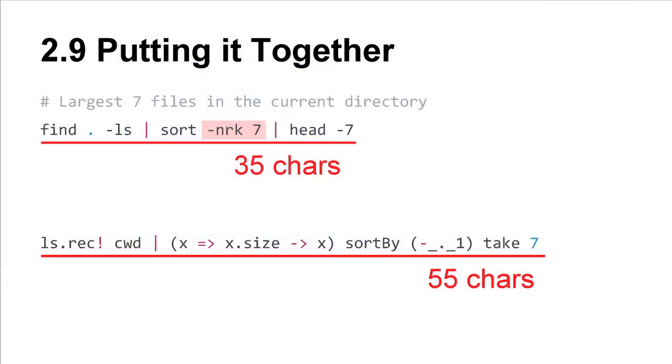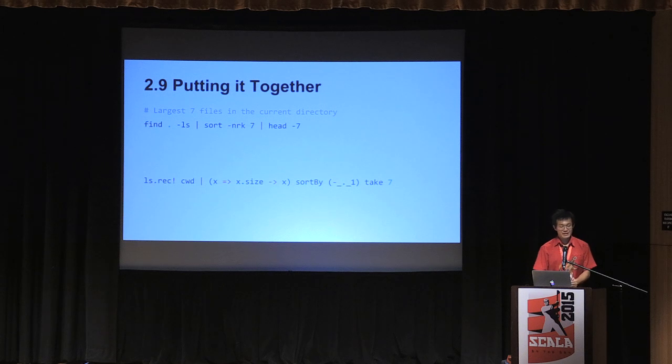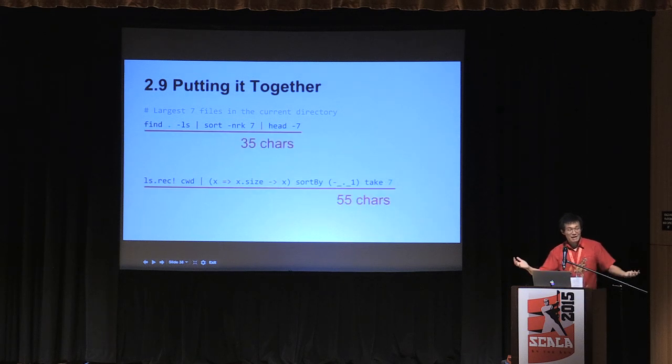Last example, I want the top 7 files in the current working directory. So find ls -sort -nrk7 pipe into head 7. The Ammonite version lists recursive the current working directory, map to a tuple of the size and the original file path, sort by the negative of first element in tuples of size, take 7. So again, about half again as verbose, so that's not great, but arguably easier to read.